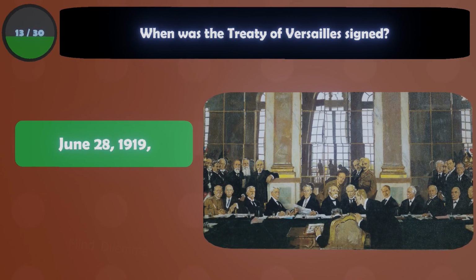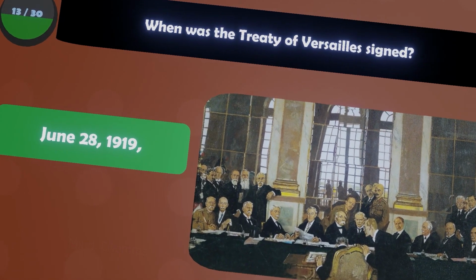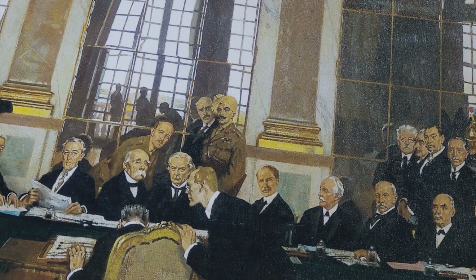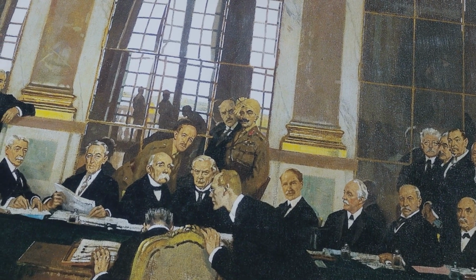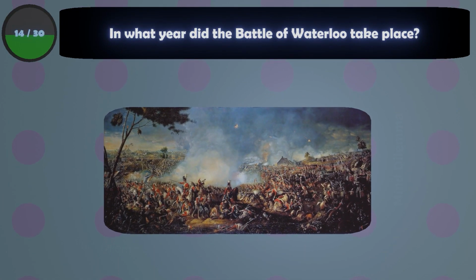It was signed on June 28, 1919. The Treaty of Versailles officially ended the First World War and was signed at the Palace of Versailles in France. In what year did the Battle of Waterloo take place?